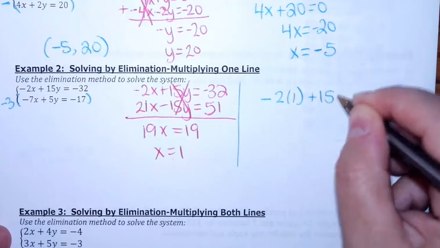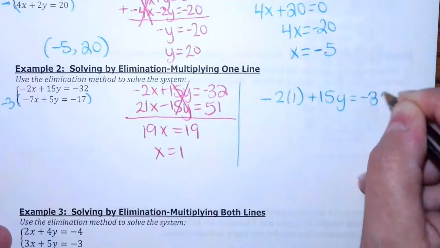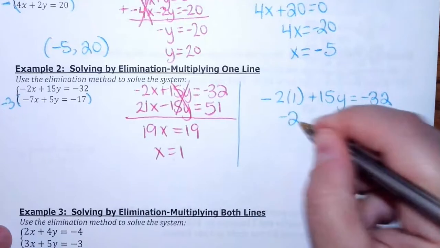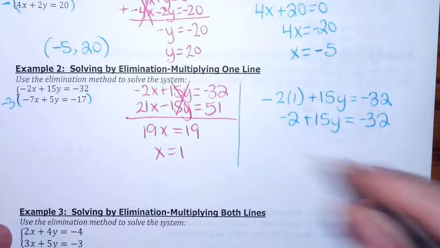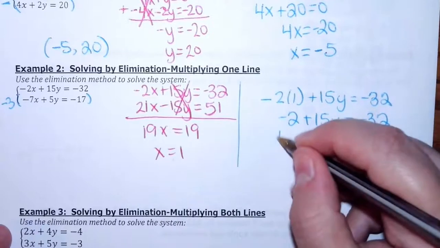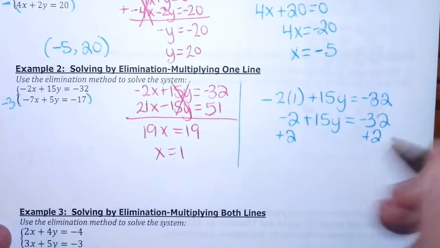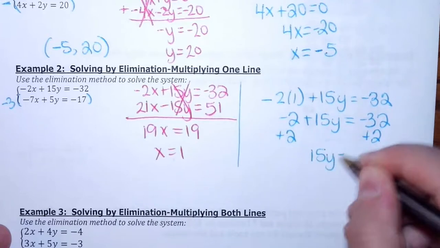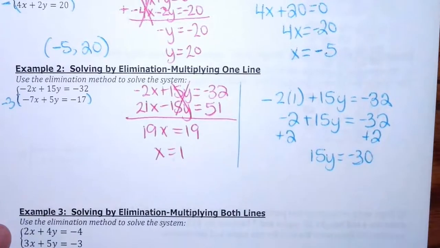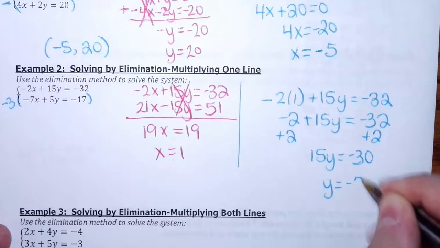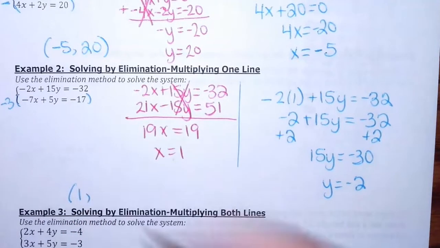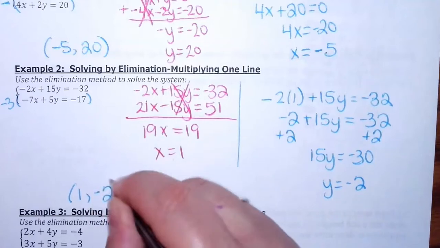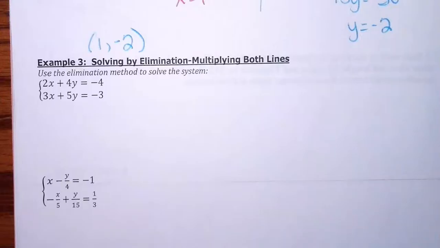It doesn't really matter. I wouldn't say any of these are easier than the others here. So if I take -2 times 1, that's just -2. And I'm going to add that over here. So I'm going to get 15y. That'll be equal to -30. And then y is going to end up being -2. So don't forget, get both of those variables because you only have half the answer if you only solve for one of the variables. Okay.